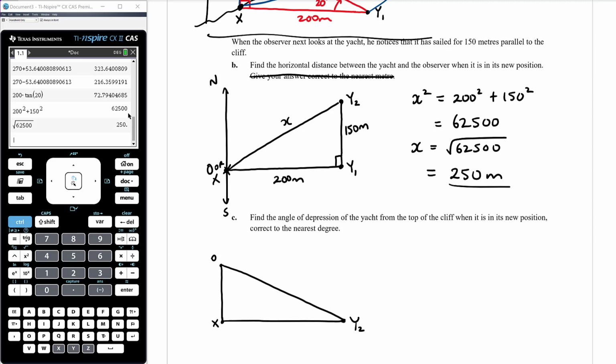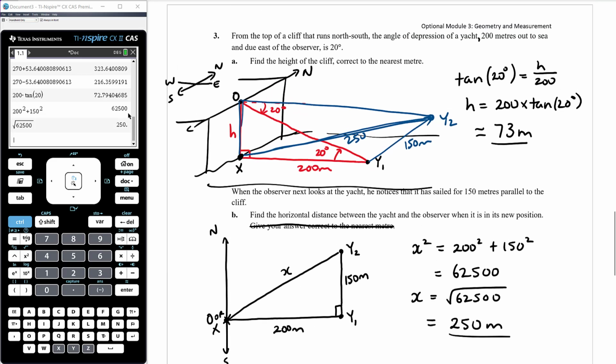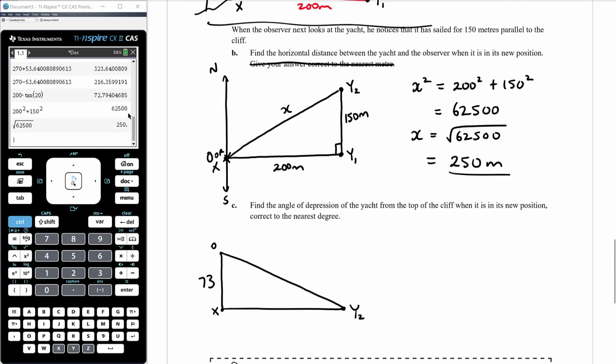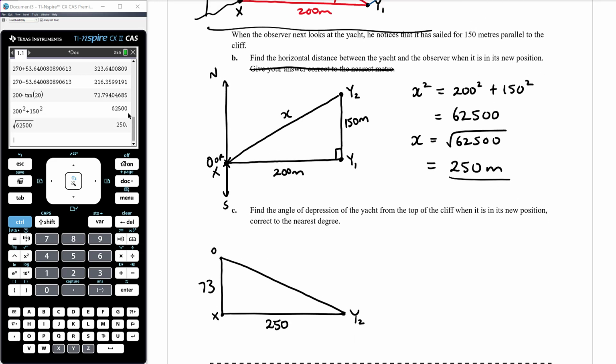Okay, so we know the height of the cliff. We worked that out in part A. It's approximately 73. That was a rounded answer, so I'm going to use that nice exact value when I need it. We know that the distance from X to yacht 2 we found in part B, and that was exactly 250 meters. So I'm going to write this as 72.8, which is on my CAS up there, just to remind me to use a more exact value. And we want to know the angle of depression. So that is from horizontal, that is what we want to know.